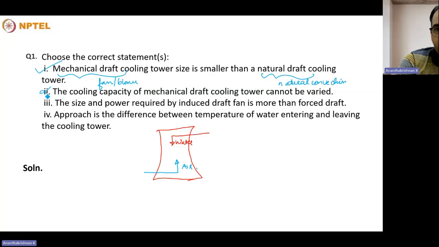If it is a small cooling tower, the cooling capacity will be less because the amount of heat rejected by the water based on the evaporative cooling will be less. And if it is more, it will be more. It will try to approach the incoming air's wet bulb temperature. The third option: the size and power required by induced draft fan is more than the forced draft.